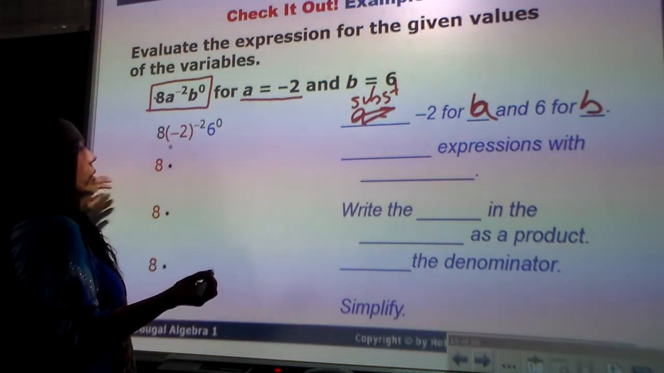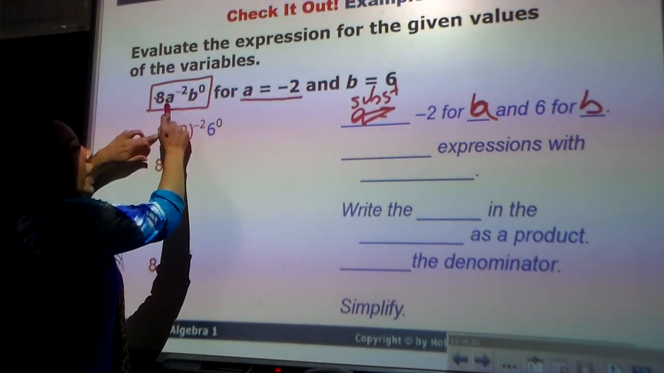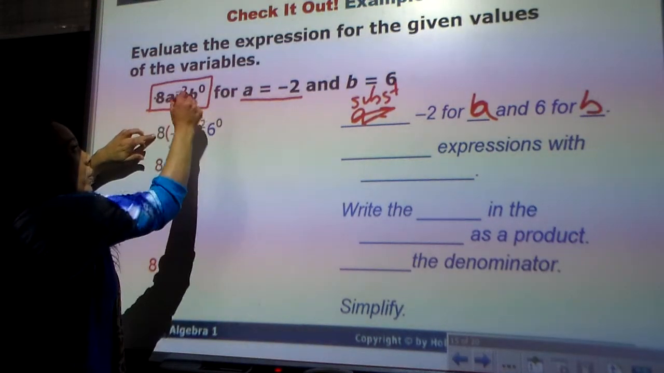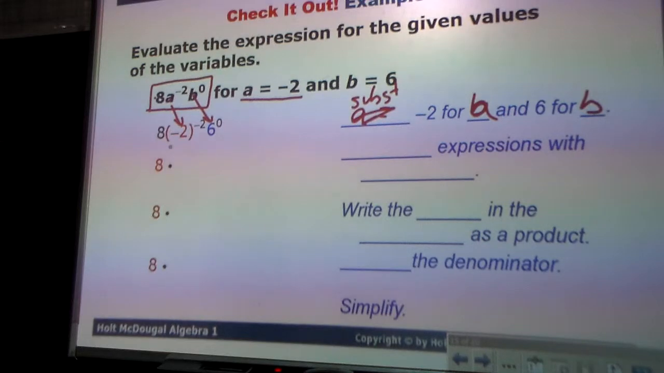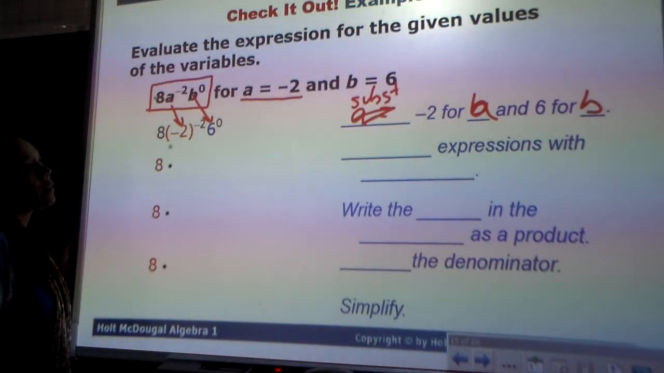So what we're going to do here, where I see an A, I'm putting in negative 2, and where I see a B, I'm putting in 6. That's the only thing I actually did, I rewrote it with the substituted values. Now I can start to do the work, okay?